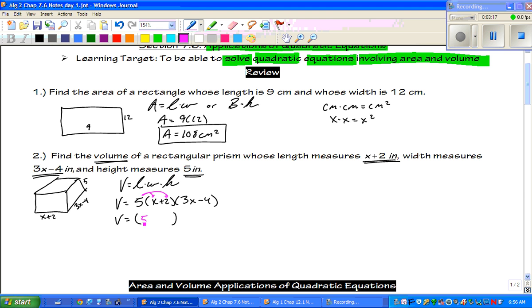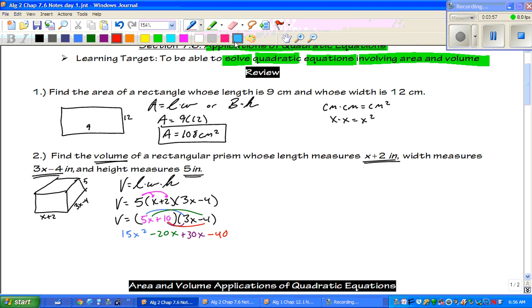well, 5 times x is 5x. 5 times 2 is 10. And then we've got 3x minus 4. And now from here, you're either going to do the FOIL or the box method. So foiling, we get 15x squared minus 20x plus 30x minus 40.